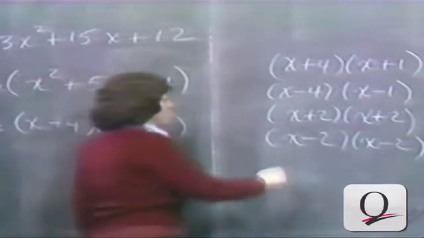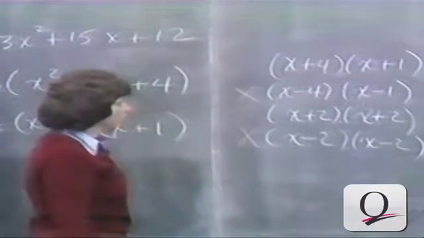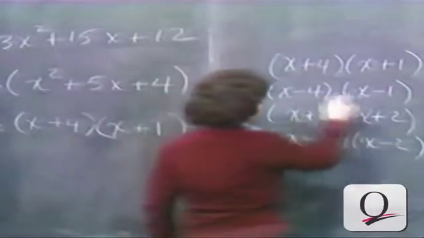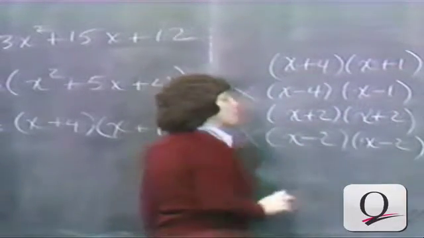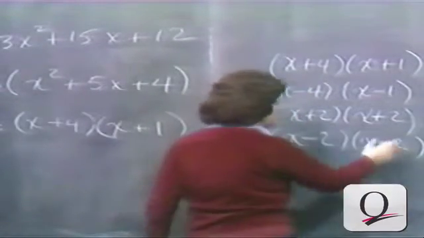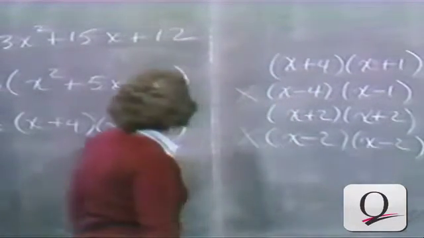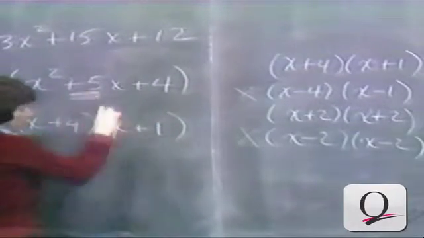Right away we could eliminate the second and the fourth. Minus 4 and minus 1 multiply to the plus 4, but they add to minus 5. Minus 2 and minus 2 once again multiply to the plus 4, but they add to minus 4. They add to negatives. We want to add to plus 5.